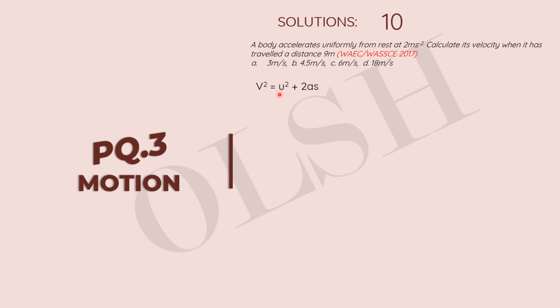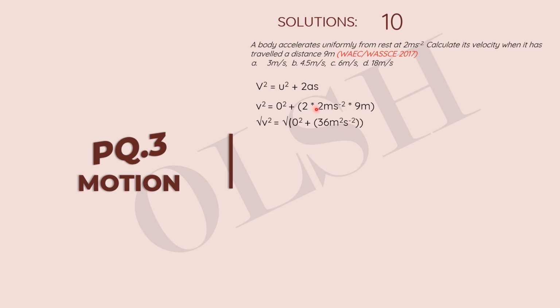Okay, the initial velocity obviously will be 0, because it definitely moves from rest. You can see that here. Putting all this into the equation, we have initial velocity 0, acceleration 2 meters per second squared, distance 9 meters. So we have 2 times 2 meters per second squared times 9 meters. Okay, that would give us 36 meters squared per second squared on this side.